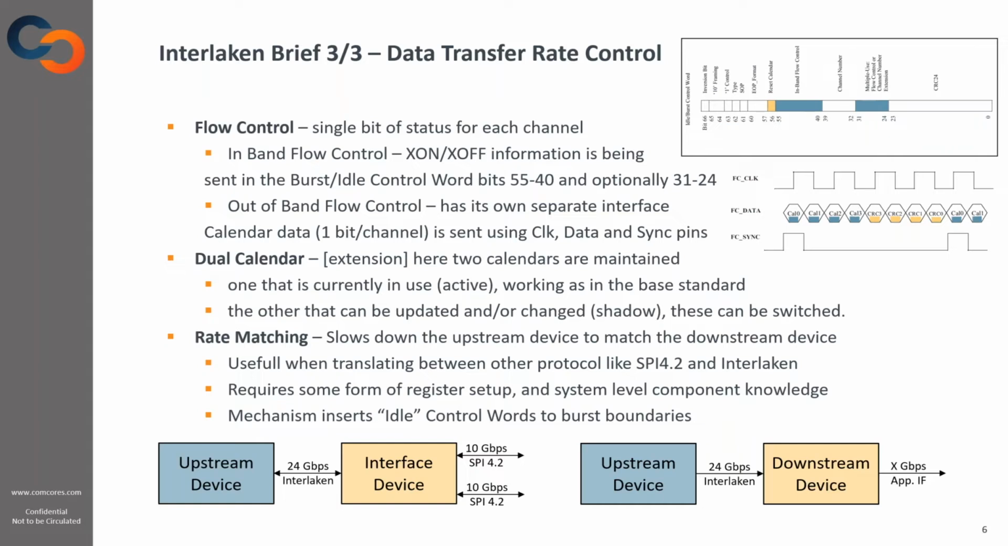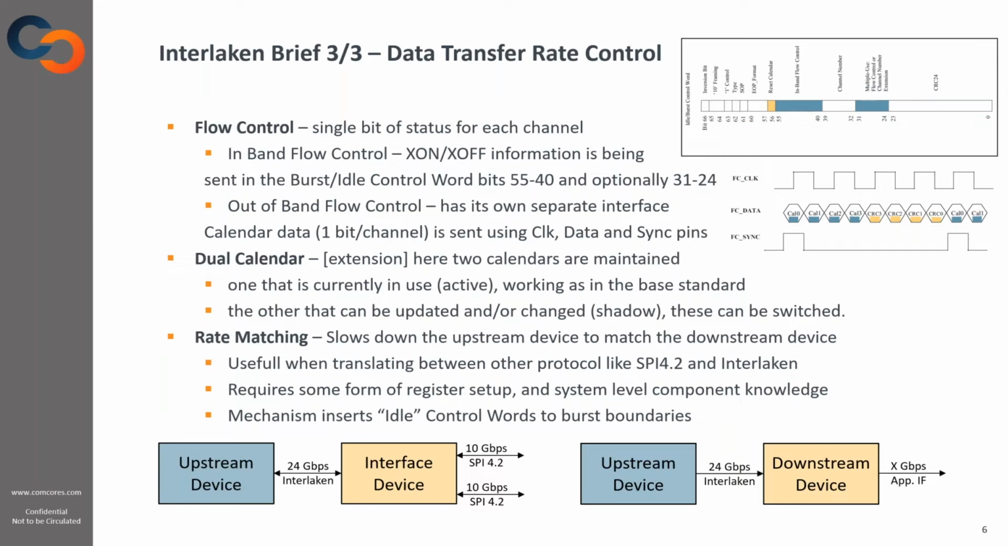And finally, a very important part of Interlaken is rate matching, so the ability to slow the transmitter down in order to run at the speed of the receiver or the receiver's interface. In this example on the bottom, you can see we have an upstream device that has a 24 gigabit per second Interlaken interface, and then a secondary device that interfaces between Interlaken and maybe two SPIs, and those SPIs will be running 10 gigs, so they have a total bandwidth of 20.